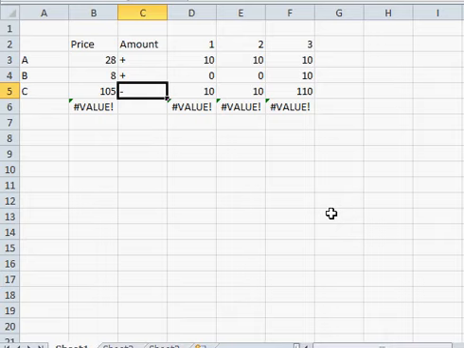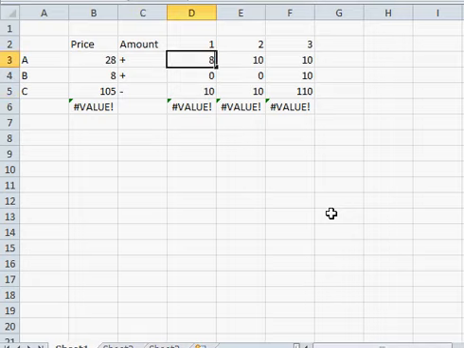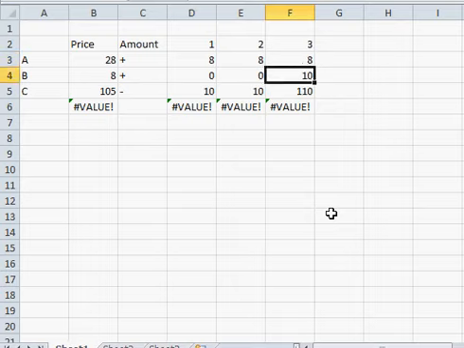And let me just make these cash flows a little more interesting so that this becomes a real problem. So what if this pays 8, 8, and 8 instead of 10, 10, and 10?